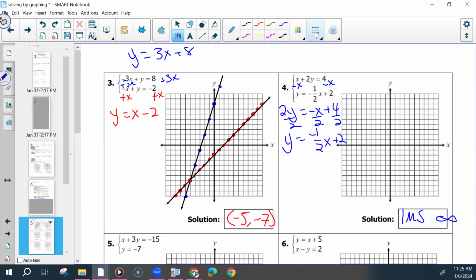You still need to graph it. So I would say graph one of the equations once. Start at 2, go up 1 to the left 2 as many times as possible. Yes.